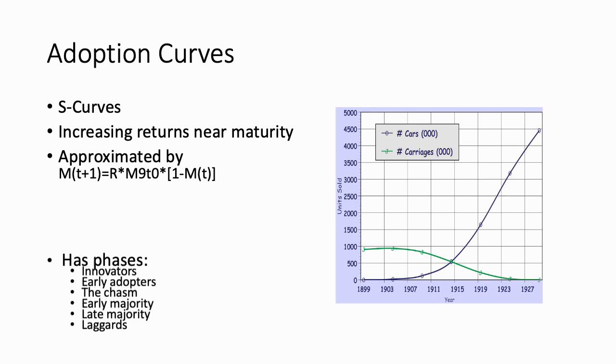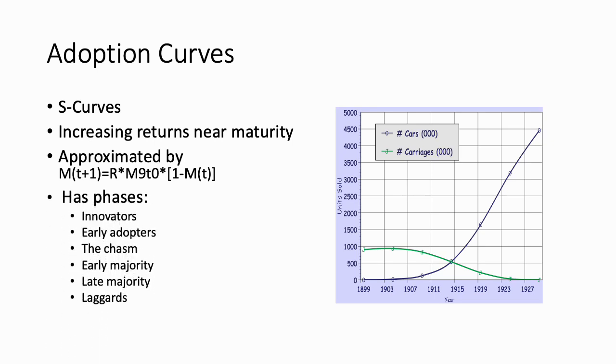But here's the most important part of this whole section. We're going to show you a graph in a minute that shows you this. It has these phases. It has a group called innovators. It has a group called early adopters. And it has more of an event. It's not a group. It's an event called the chasm that has to be crossed before you can get to early majority, late majority, and laggards.